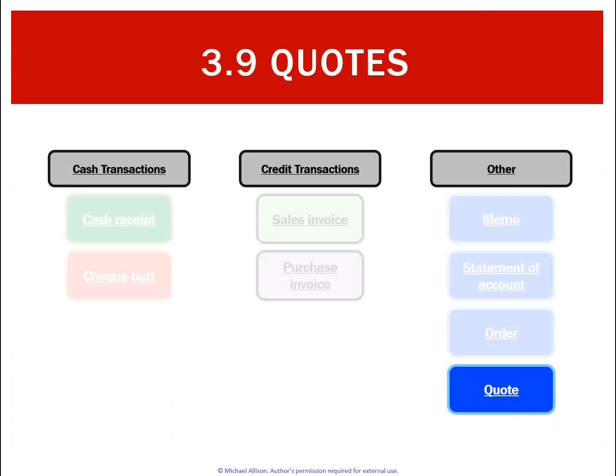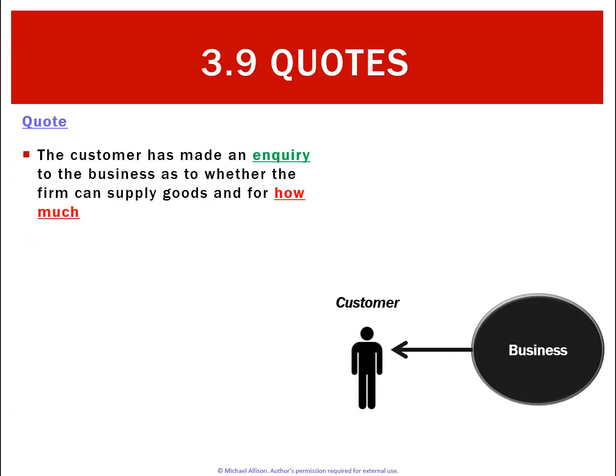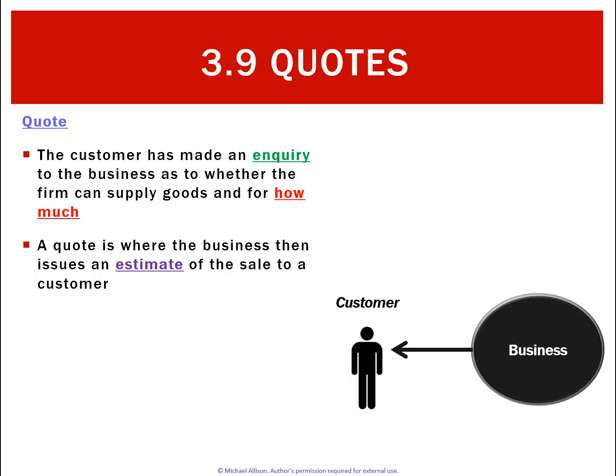The last document we'll need to process is a quote. It's kind of similar to an order, and this is basically where the customer makes an inquiry to the business to see whether they can supply goods. But unlike with an order, we're actually going to start talking about amounts. And it's basically an estimate. So the important thing is it's an estimate. It's not actually a legally binding document that someone's going to be held to.